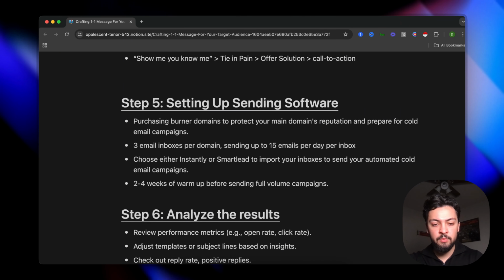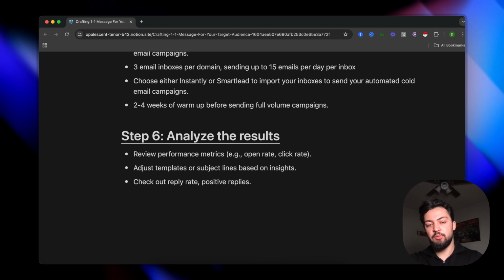And then step number 6, ultimately what you want to do is check open rates, how many people are opening your emails, and what the click-through rate is. What the open rate and click-through rate are going to tell you is how good your subject line is, because the subject line is the first thing people see, and that's why they click on your email or your LinkedIn message, so to speak.